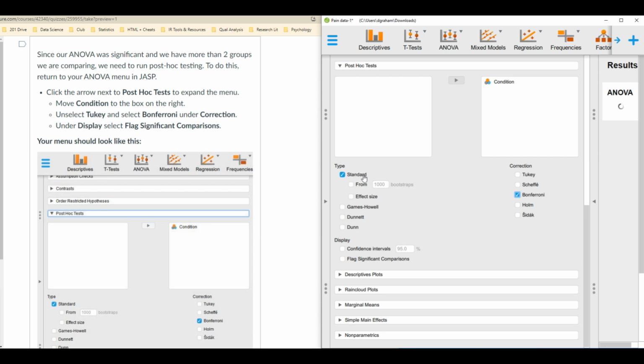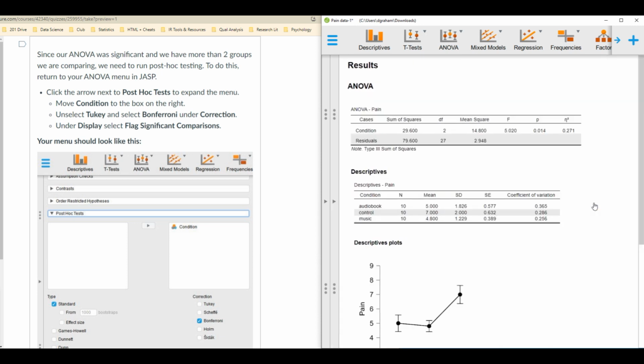I'm going to leave it as a standard type on the left, and then down underneath, I'm going to select flag significant comparisons, because that is going to put a little asterisk or a little star next to the pairs that are significantly different from each other.